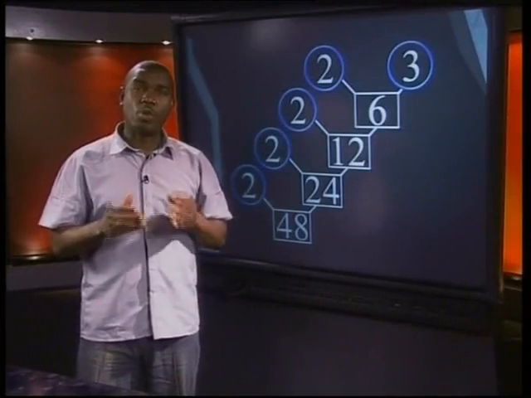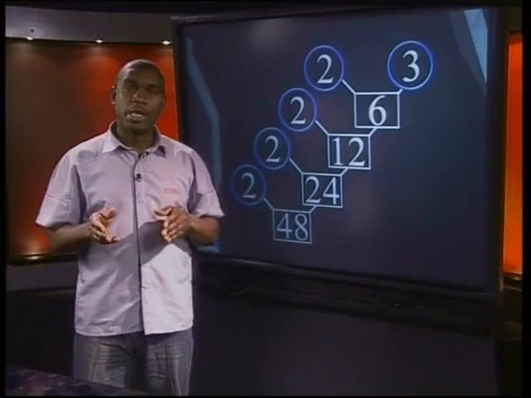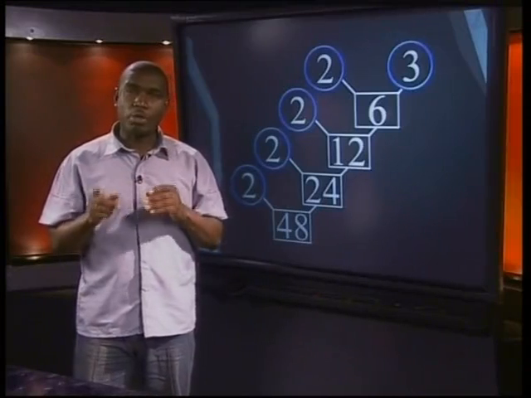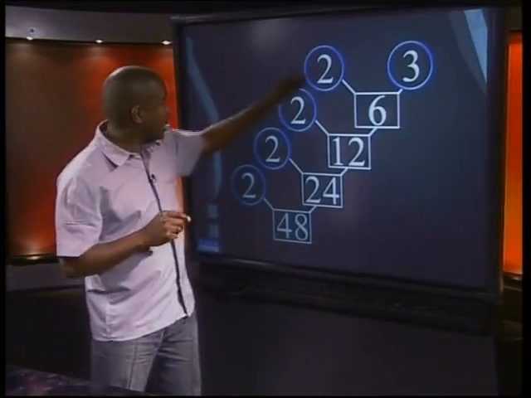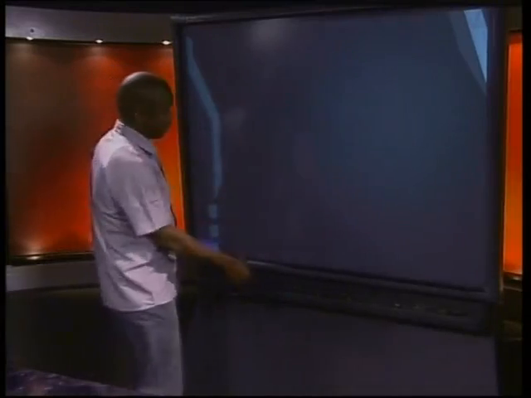What we did here was to prime factorize 48. Now we'll write 48 as a product of prime factors. Collect all the prime numbers in the blue circles. Let's see.